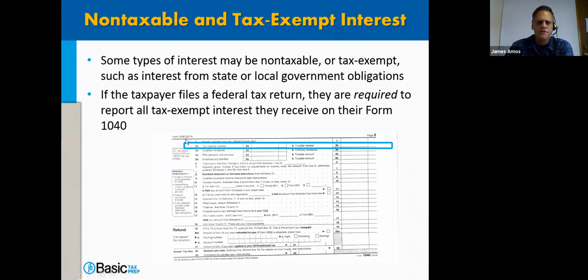I know this is a little hard to see, but on the Form 1040, line 2, you have 2 boxes. You have a 2A and a 2B. The tax exempt interest is on 2A. The taxable interest is on 2B. You just separate those. And you do have a requirement when you have tax exempt interest to report it, but it will not be added into your taxable income.